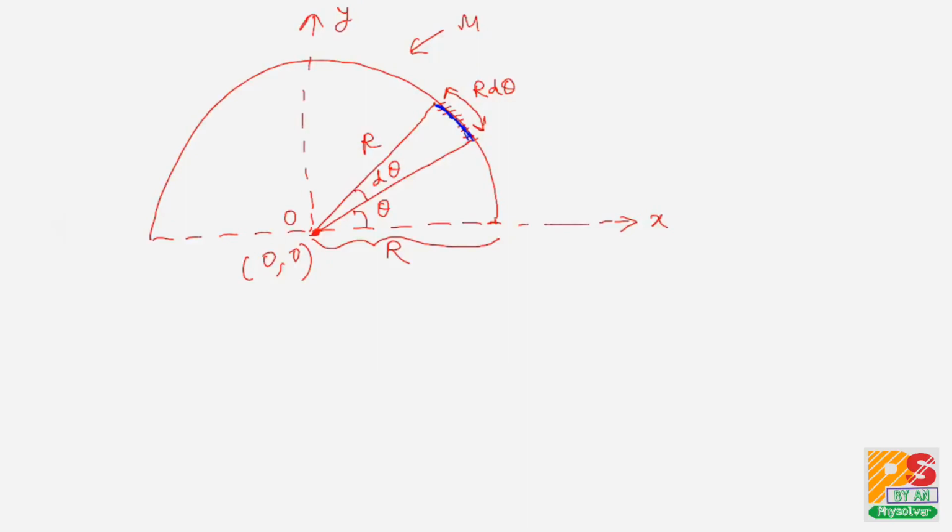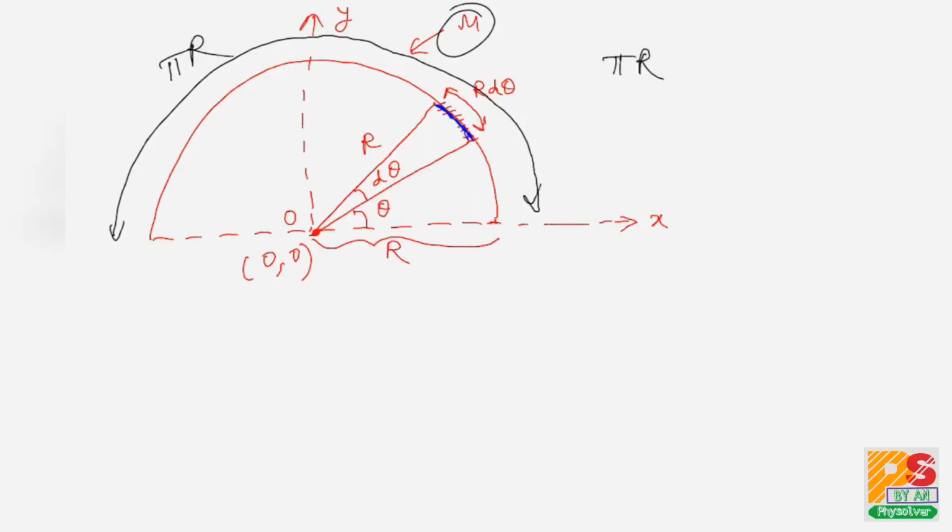Right? Now we have to calculate the mass of this element. How? It's very easy. The total mass of the semicircular ring is m, and the length of the semicircular ring, that is this entire thing, is what? Pi r. Therefore I can say that the length pi r has a mass of capital M. Therefore the mass of unit length is m by pi r.